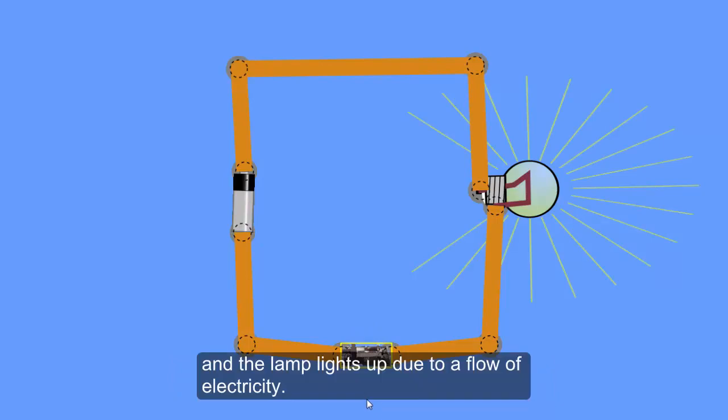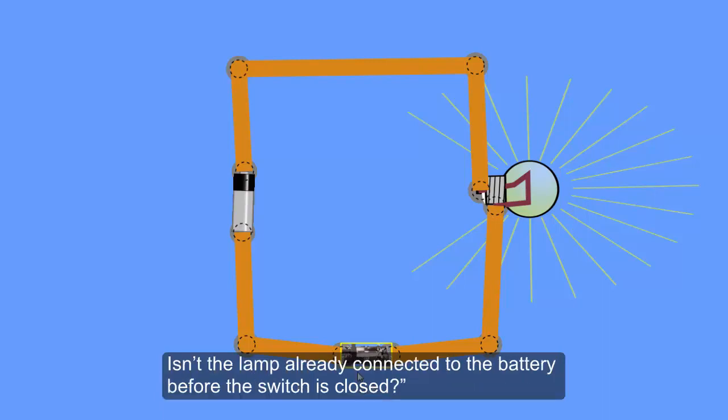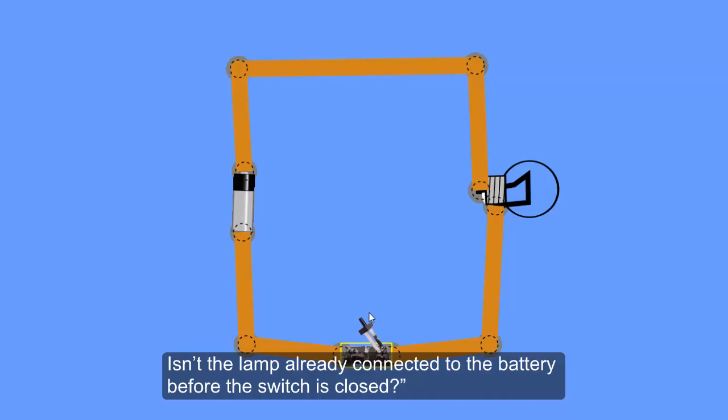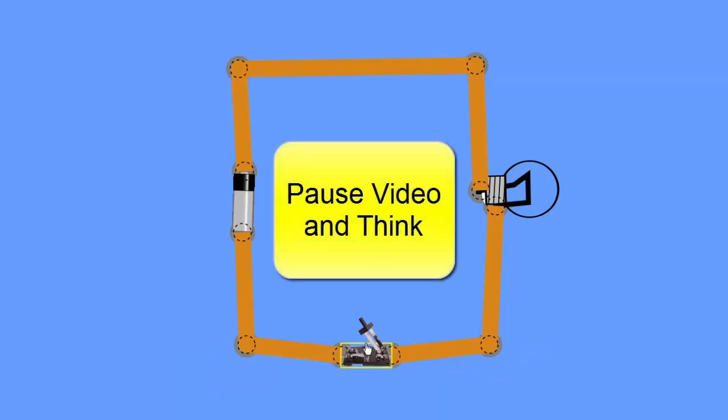and the lamp lights up due to a flow of electricity, some of you may be thinking, why does the switch need to be closed in order for the lamp to light up? Isn't the lamp already connected to the battery before the switch is closed? Don't all our electrical devices only have one wire connected to it? So pause and think about it for a while.